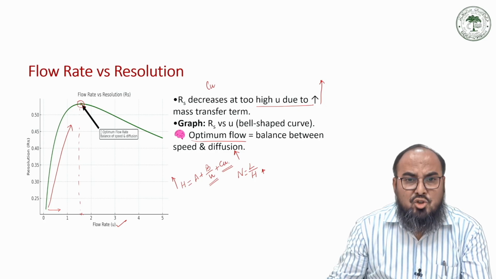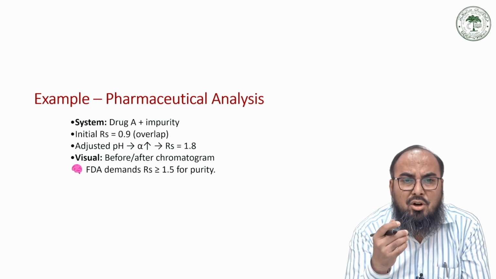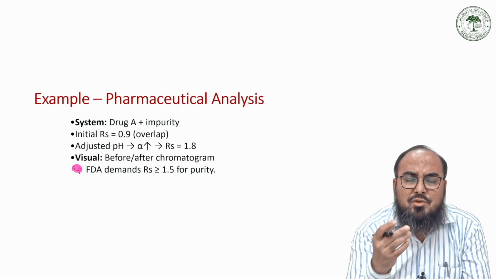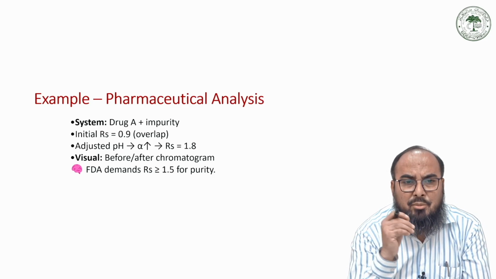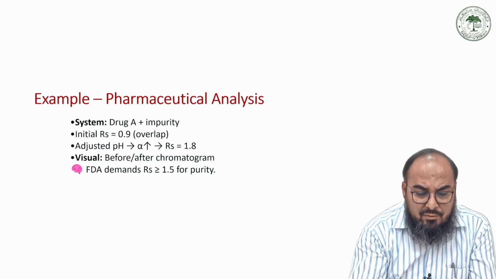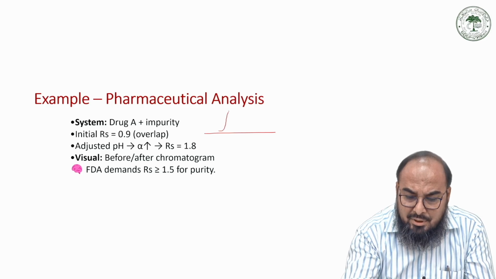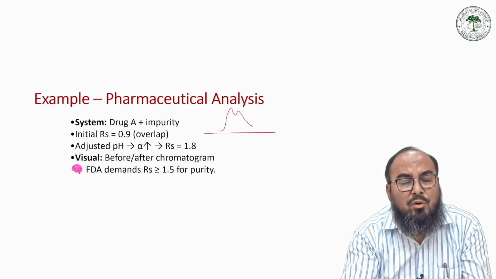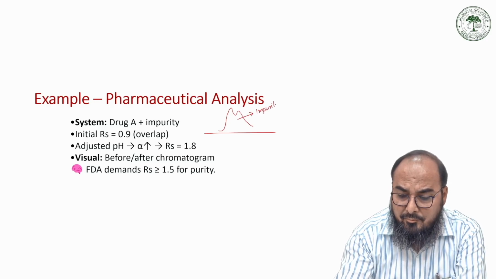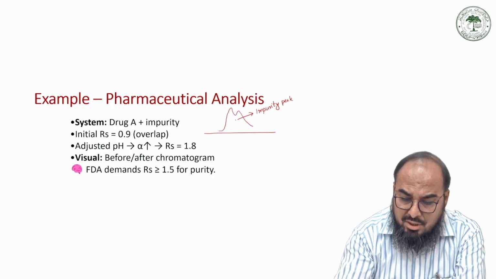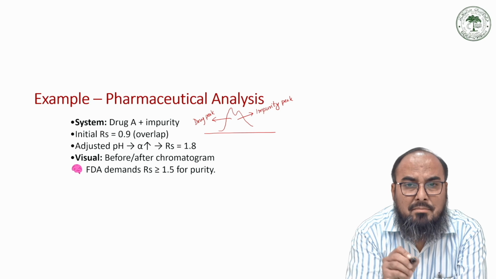Okay, so moving forward, let us see what the implications of this Van Deemter equation, or the velocity, are in terms of some practical situation. Let us suppose a pharmaceutical analysis. Here we have a drug which contains a certain impurity. Initially, when we run the chromatogram, we can see that it has an overlap like this. It is an overlapping peak: the impurity peak is coming along with your drug. This is the drug peak, for example, and it is actually merging with it.